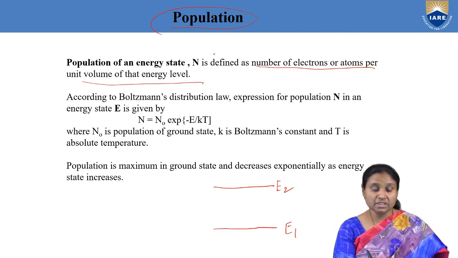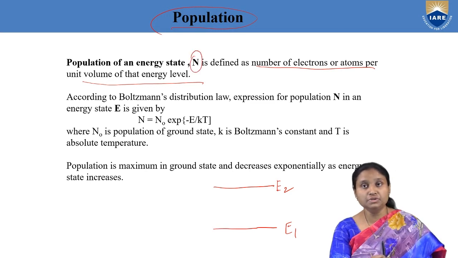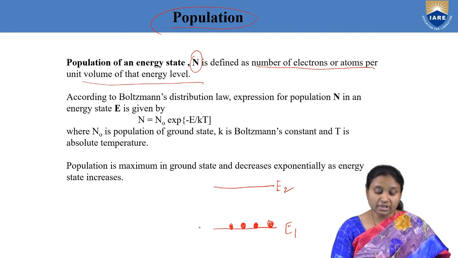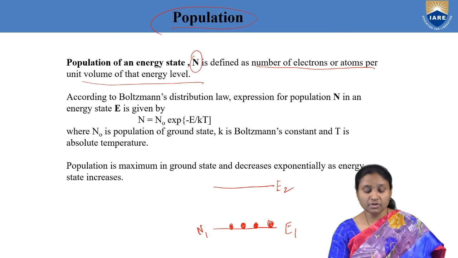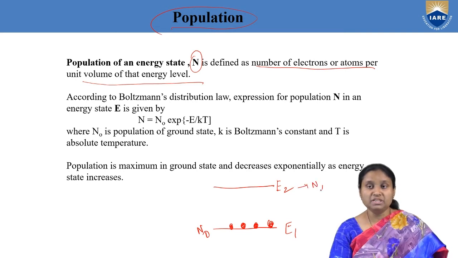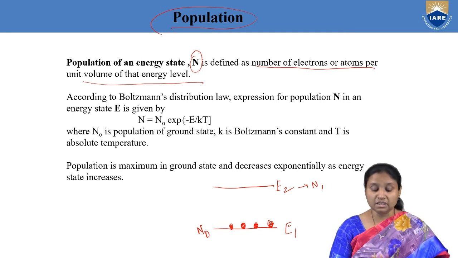What notation is usually used to define population? It is given by the number N. So N is used to denote population, and how many atoms or electrons are present per unit volume defines the population of a particular energy state. If I take the ground state E1, I'll denote its population by N1, or it can also be denoted by N0, and then I have my other energy state E2. If you want, we can define its population by N2, and you will observe that N0 will be completely different from N1.